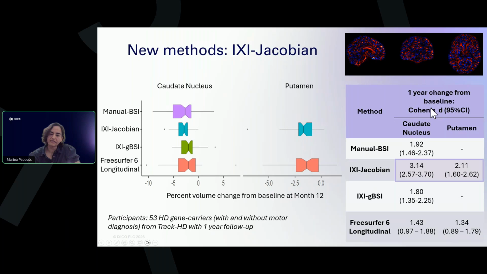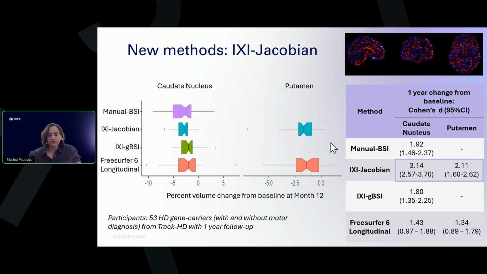When you look at the table here, it looks at effect sizes for 1-year change from baseline for the caudate nucleus. The Jacobian outperforms all other methods, including the manual BSI, considerably. And similarly for the putamen, when you compare the Jacobian to FreeSurfer, it outperforms. So this is one of the ways, for example, of improving things for the future, maybe moving to some of these modern methods that have a lot of advantages, both in terms of scalability and sensitivity.